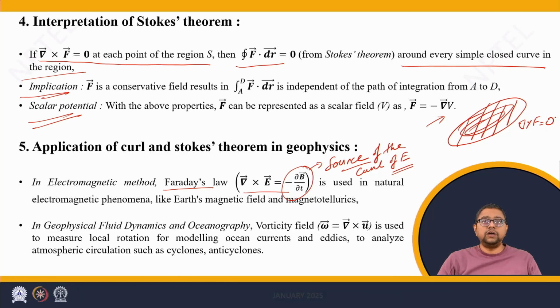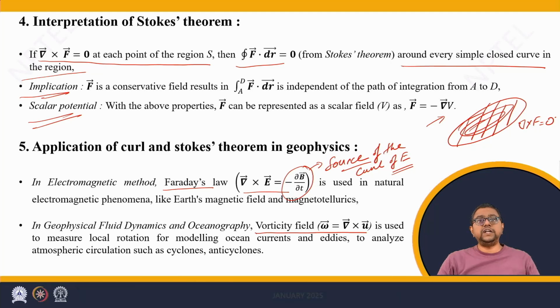In the second application, which is related to geophysical fluid dynamics and oceanography, the vorticity is a very important quantity. The vorticity field is nothing but the curl of the velocity vector. This means that if the velocity vector is such that the particles are moving in such a manner that the velocity field lines have a curvature, then the vorticity field becomes non-zero. So we can understand that circulatory motions of various fluid particles would give rise to vorticity fields.